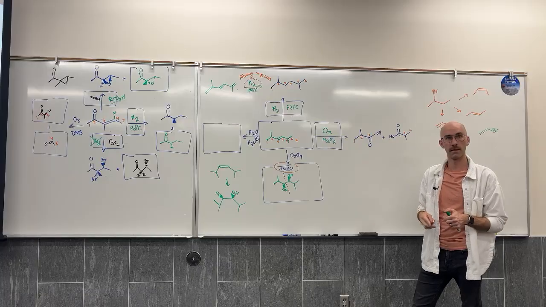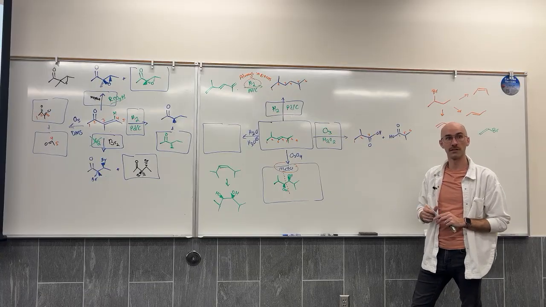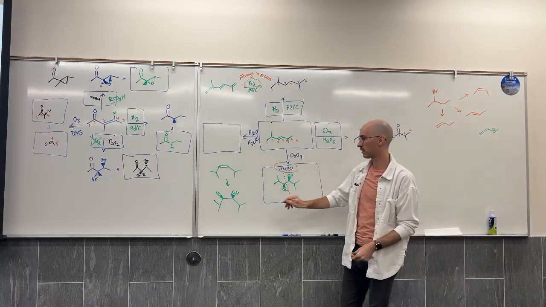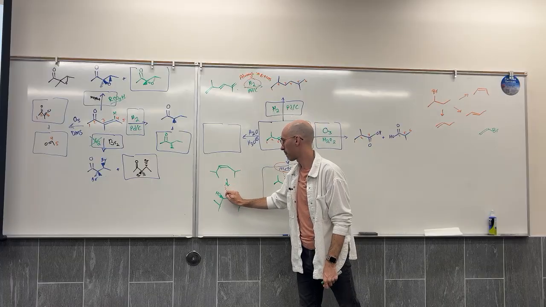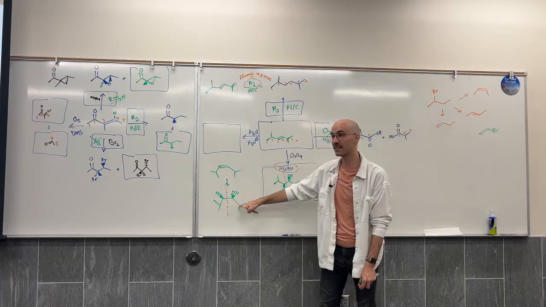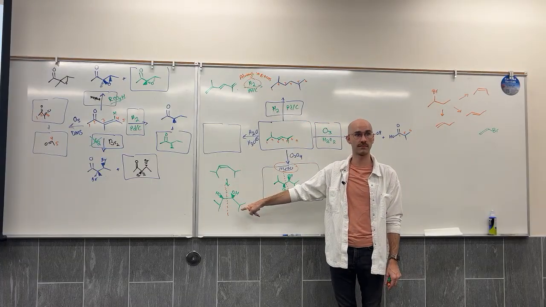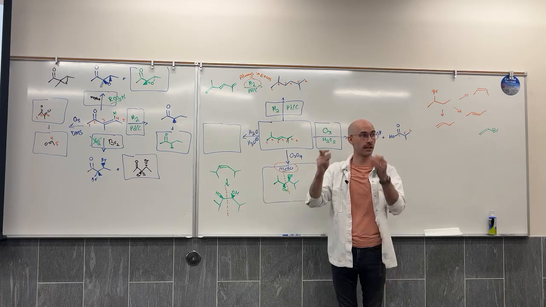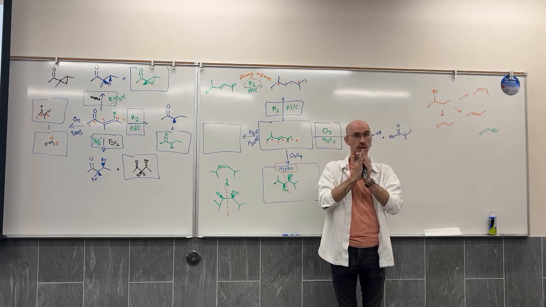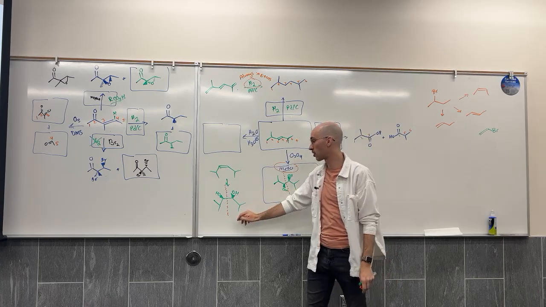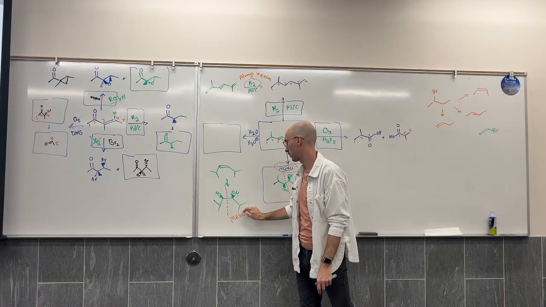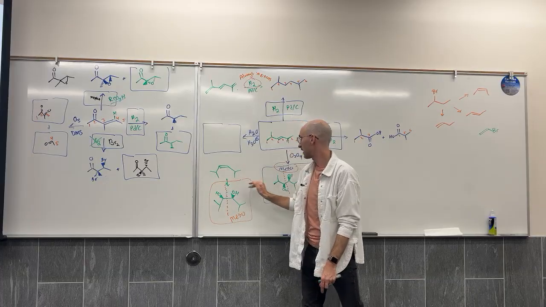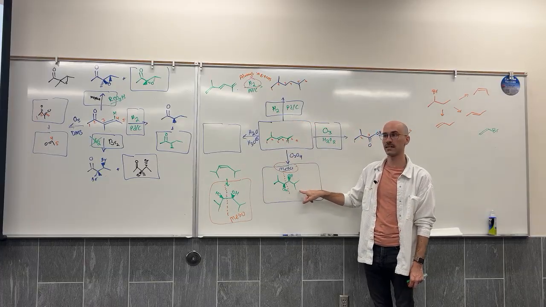Is that not meso then? This is not meso. It's the other one, because the R and S has symmetry. This one is symmetric. This one clearly has a plane of symmetry reflecting it. This is a meso product. This is not meso, this is chiral.